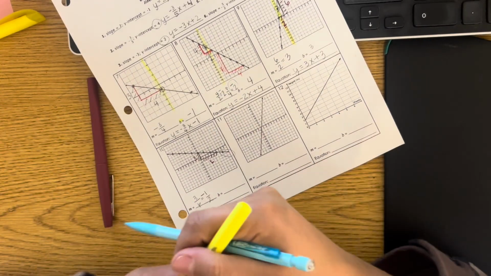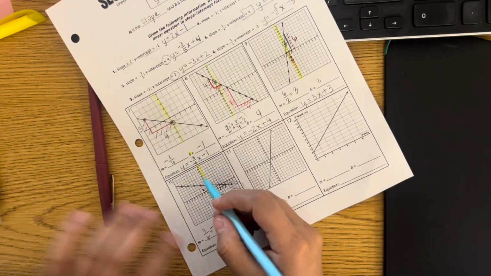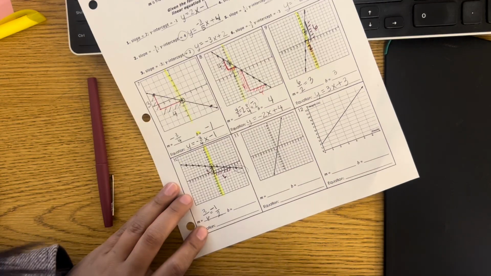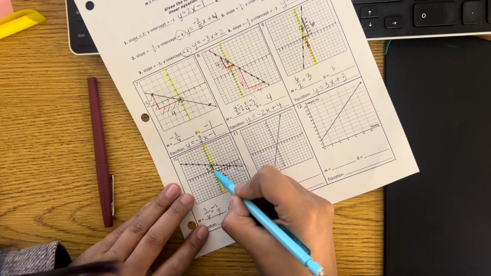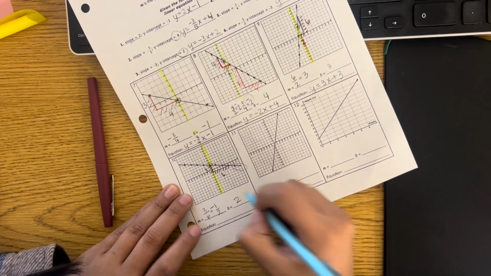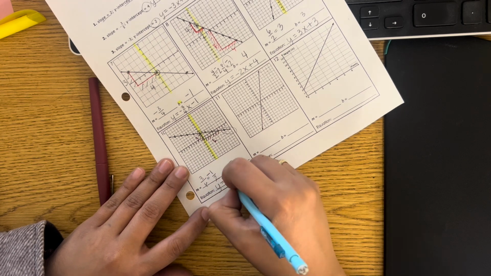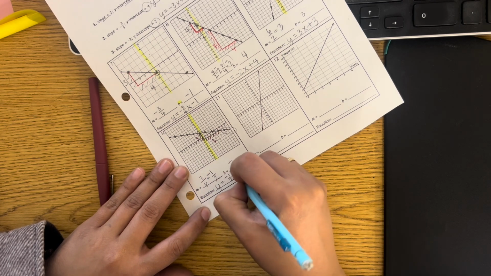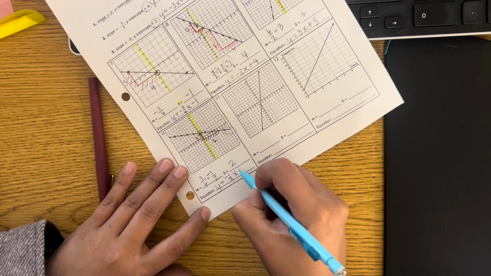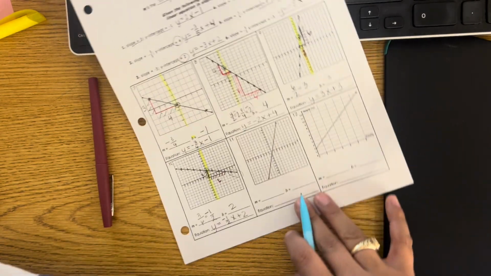My y-intercept, it's where it's crossing the y-axis here. And I notice where it's crossing, and all my work kind of covered it up. But it does say 2, or if I count from the origin and go up, it would be 2. So it's +2. So my slope intercept would be y equals -1/2 x, and a y-intercept of +2. So I have to remember to put +2. And then we do it again.